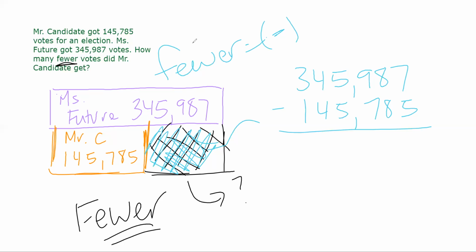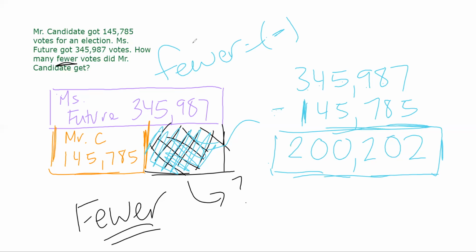So ones place, 7 minus 5, I can do that. That gets me 2 ones. 8 tens minus 8 tens is 0 tens. 9 hundreds minus 7 hundreds is 2 hundreds. 5,000 minus 5,000 is 0 thousands. 4 10,000s minus 4 10,000s is 0 10,000s. And 3 100,000s minus 1 100,000 will get me 200,000. And there we have it. Miss Future got 200,202 more votes than Mr. Candidate. So she has been elected.